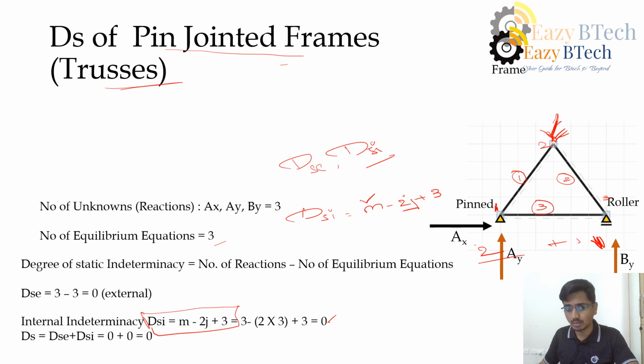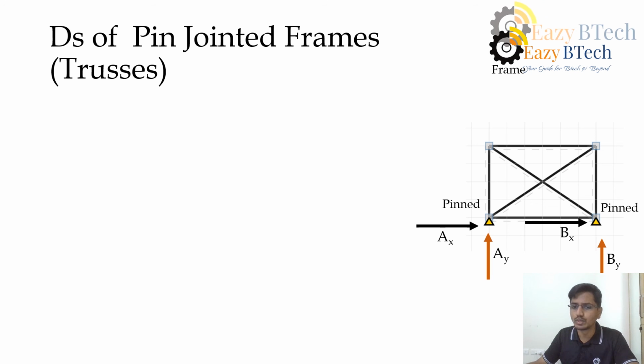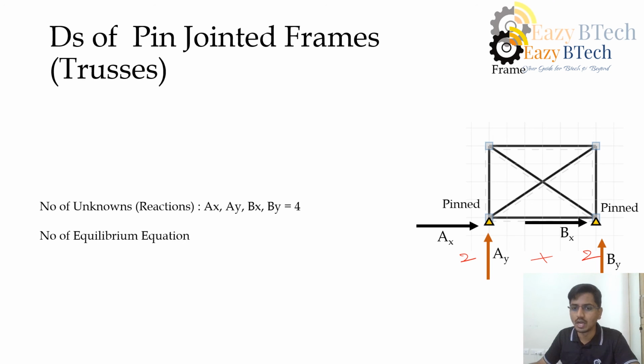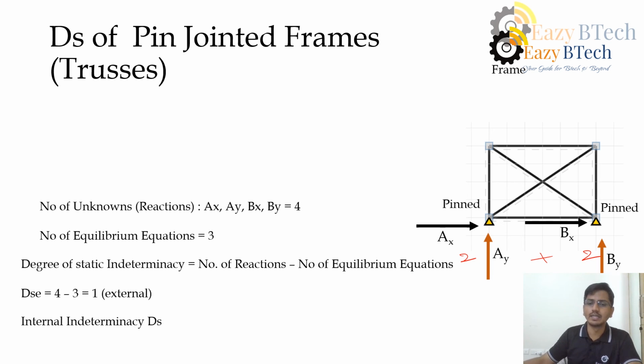So let us see another example. Consider this truss. How many reactions? Let us see for external. Both supports are pinned, so each support will get two reactions. So the number of reactions or unknowns we get externally is 4. The number of equilibrium equations is 3. So now externally, what is the degree of static indeterminacy? 4 minus 3 is nothing but 1. Now let us see the internal indeterminacy.